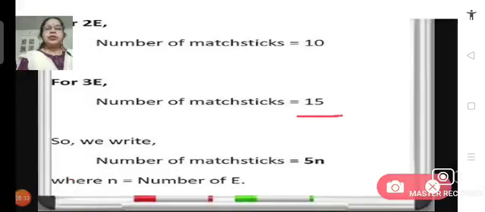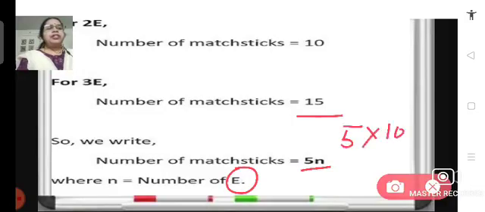So what is the general rule that we can write? It is 5 multiplied by n. So the number of matchsticks required will be 5 multiplied by n. And what is n? N is a variable and it is the number of E's formed. If we form 10 E's, it will be 5 multiplied by 10, that means 50 matchsticks will be required. So the general rule is 5n.